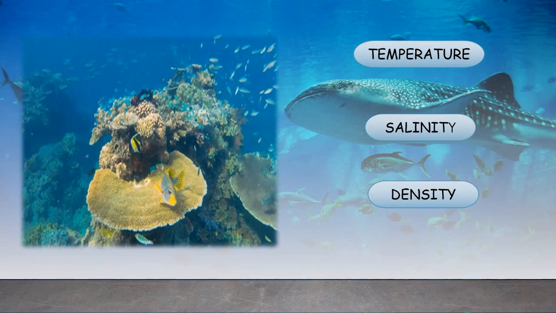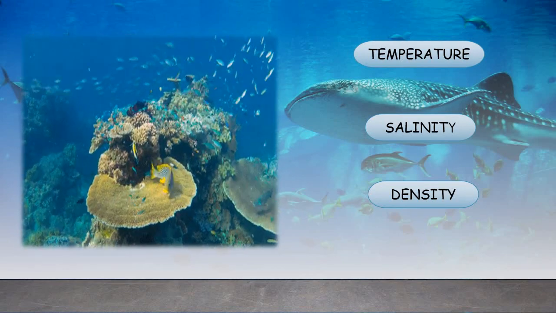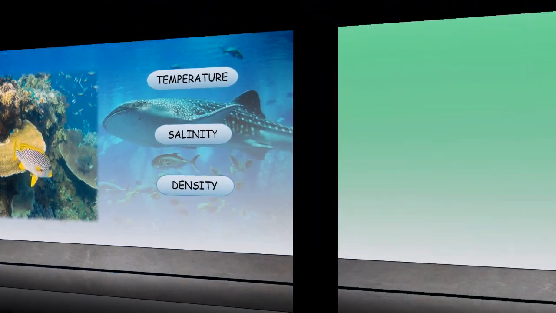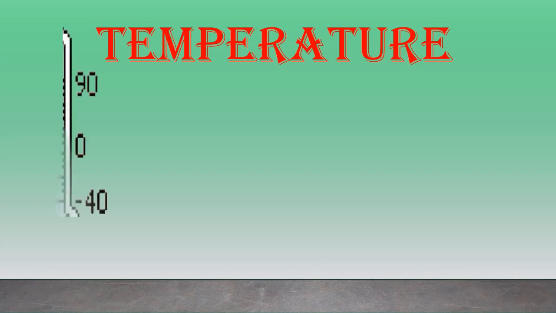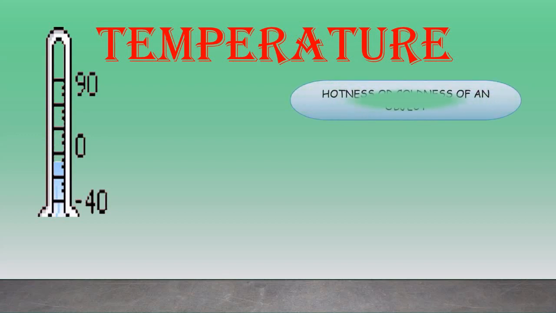First of all, we'll try to understand the concept of temperature. Let's begin with temperature. Temperature is a major property of seawater. We are all aware of temperature. Temperature is the degree of hotness or coldness of an object. The temperature of an object is usually measured in degrees, that is, degrees Celsius. It tells us how much heat or energy the object has.